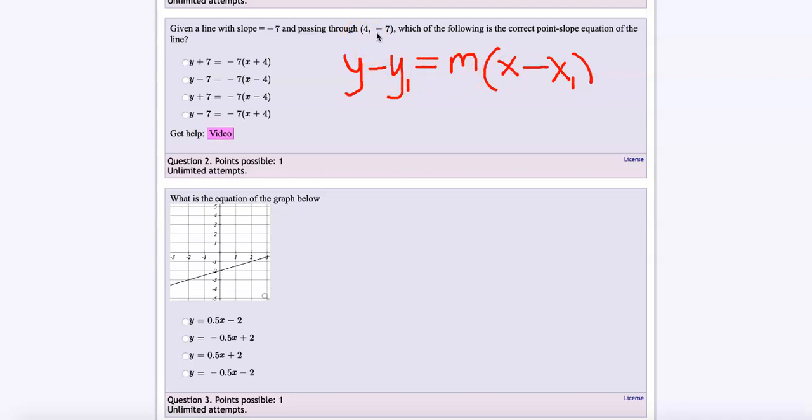So the point here, 4, comma, negative 7, needs to be plugged in here for x sub 1 and y sub 1. So that gives us y minus negative 7 equals m times x minus 4. And then m, of course, is the slope. So we're going to, oh, I erased that all. I was not intending to do that. All right, let me try that again.